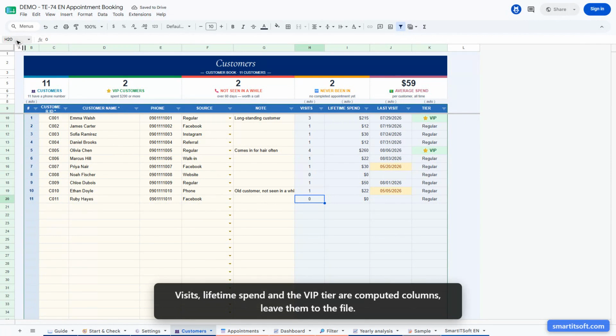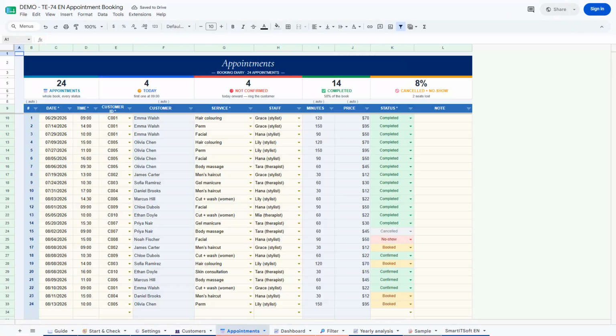Visits, lifetime spend and the VIP tier are computed columns. Leave them to the file.